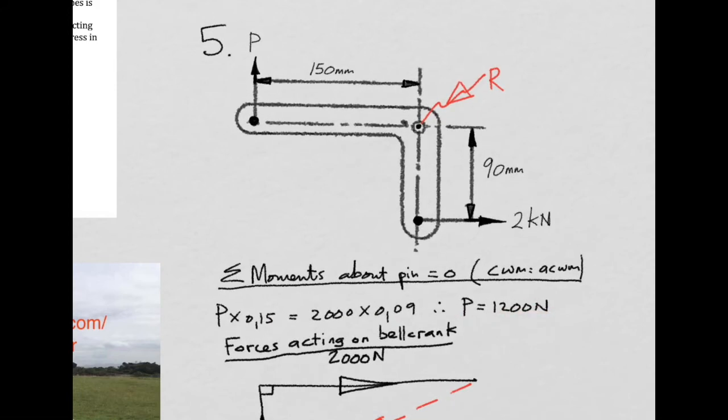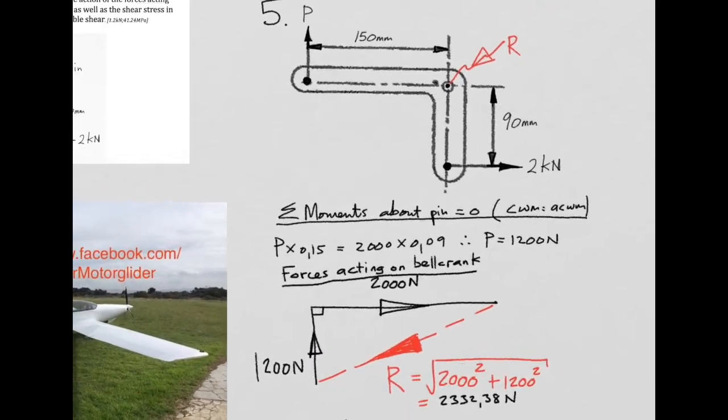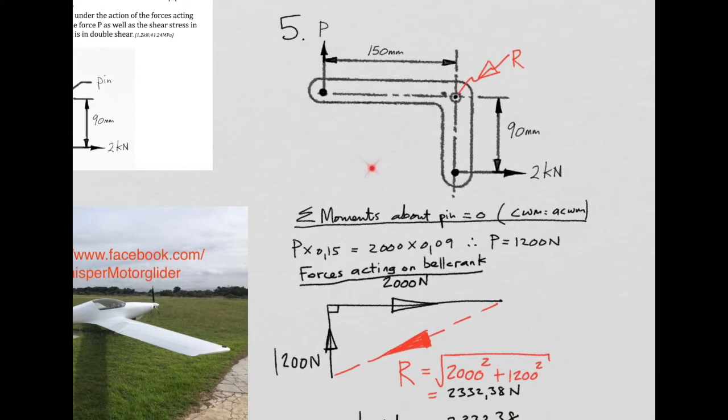You'll see that 1200 is less than 2000, and that makes sense because this is the long arm of the bell crank and this is the short arm of the bell crank. Right, now if we look further into the equilibrium situation, this whole bell crank is standing still in space under the influence of the forces acting on it, and there are 3 forces acting on it.